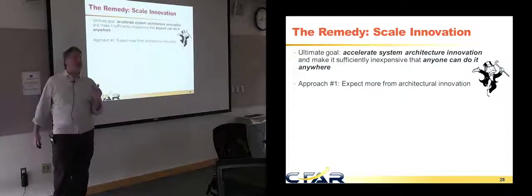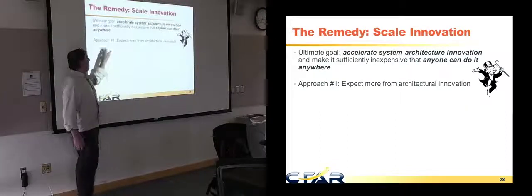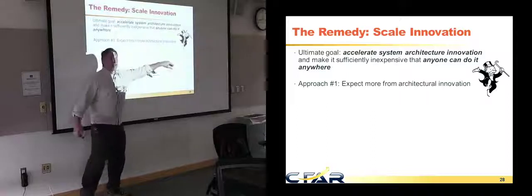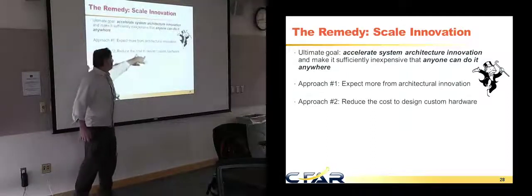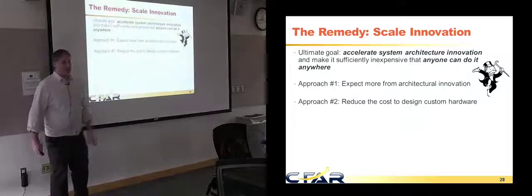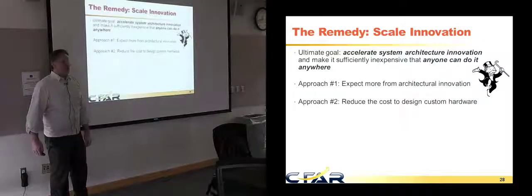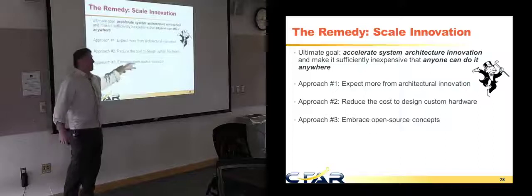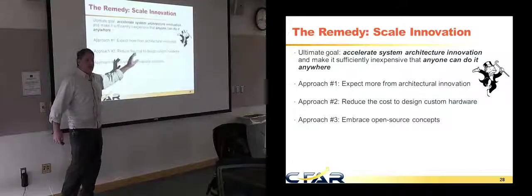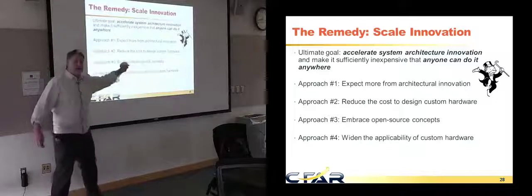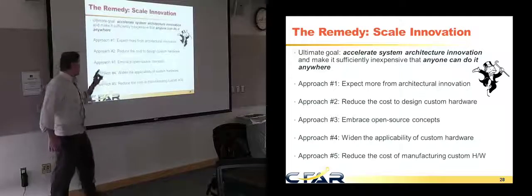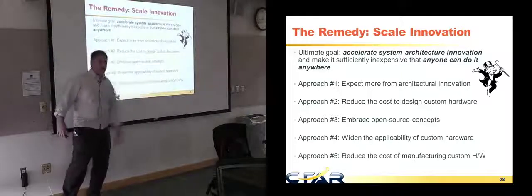So I've got 5 proposals on things we can do. One is we need to expect more from architecture. I'll have a slide on each of these. 2, we got to reduce the cost of designing custom hardware. 3, we need to embrace open source. 4, we need to widen the applicability of custom hardware. And 5, we need to reduce the cost of hardware manufacturing.